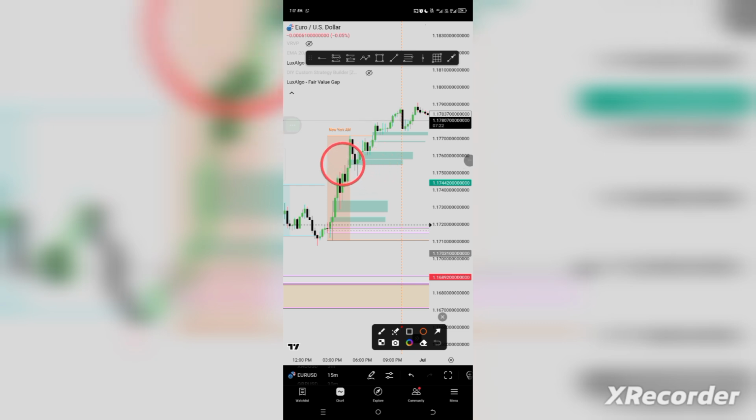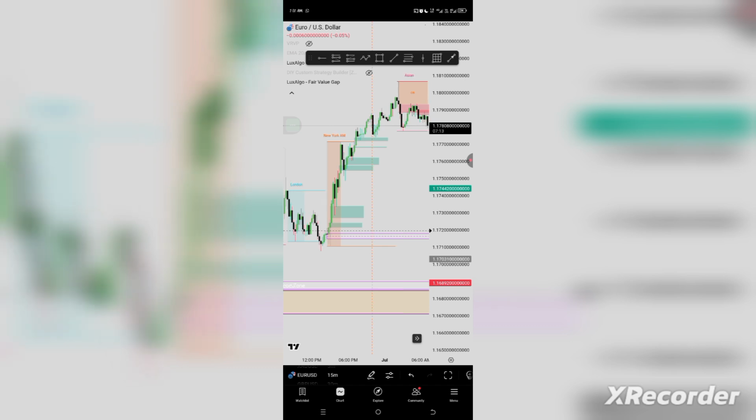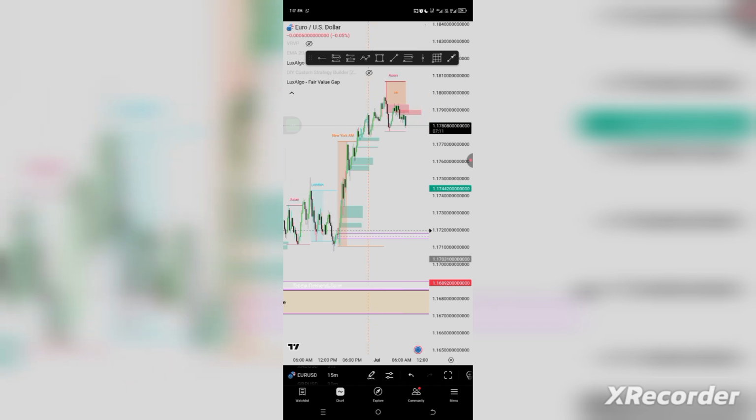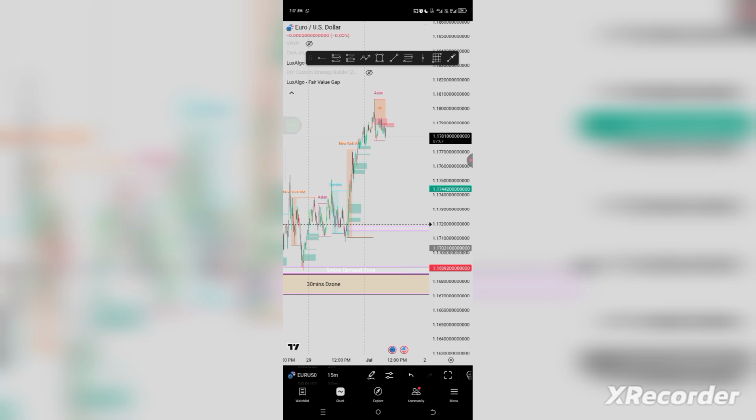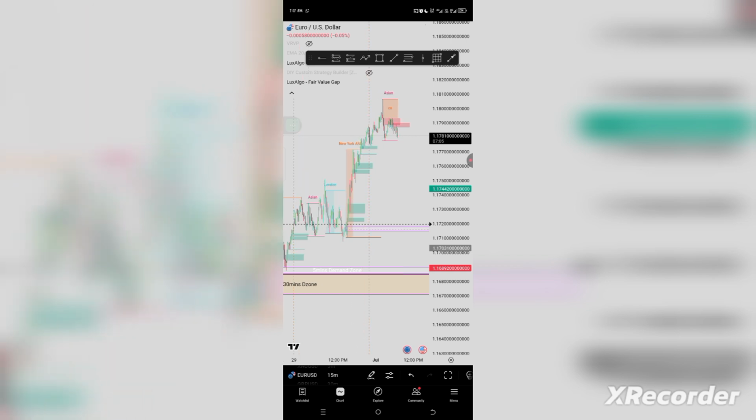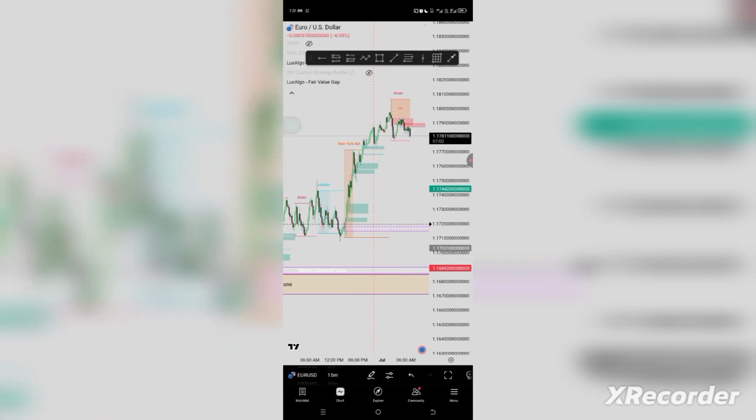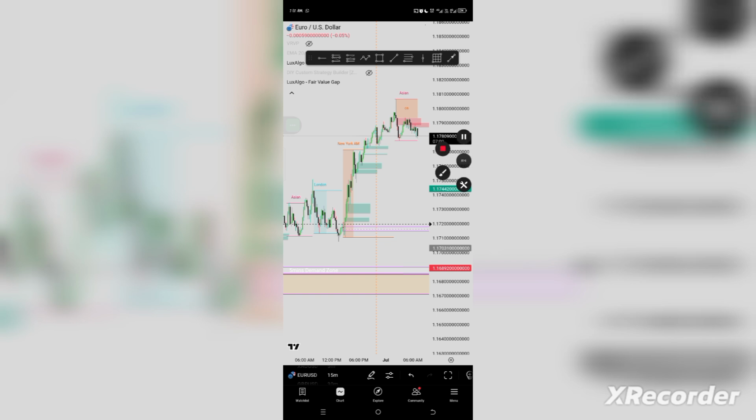This zone here, you can see how price came into that zone. So I think that'll be that for... I should be looking for a retracement today because the market was clearly on an uptrend. So I should look for a retracement.